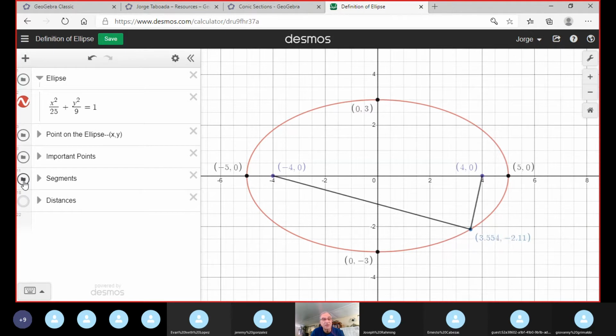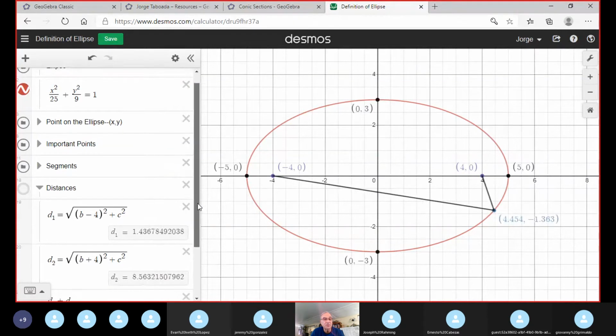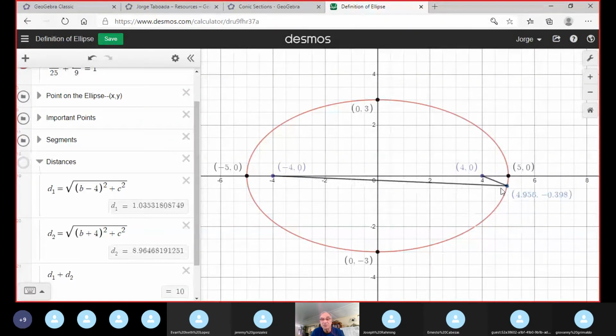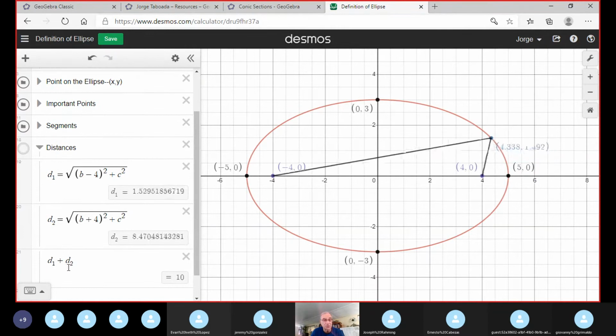Look at the distance formula. I apply the distance formula, using the first distance. This D1 is the small one at this moment, it's 1 point something, and D2 is the big one. And here I put the addition, D1 plus D2.